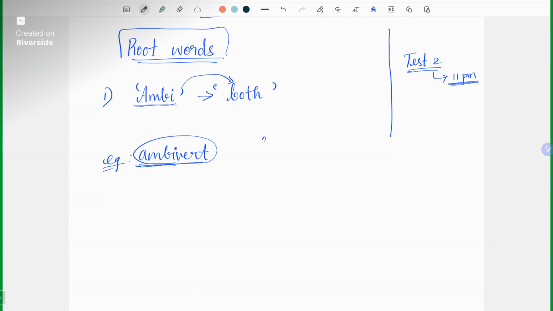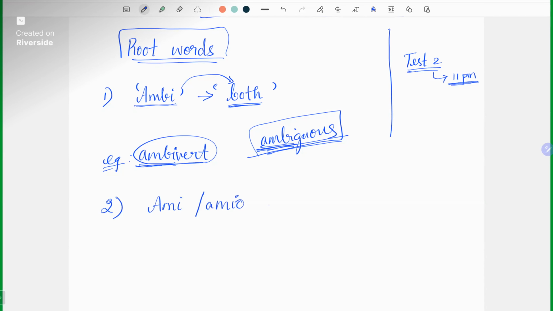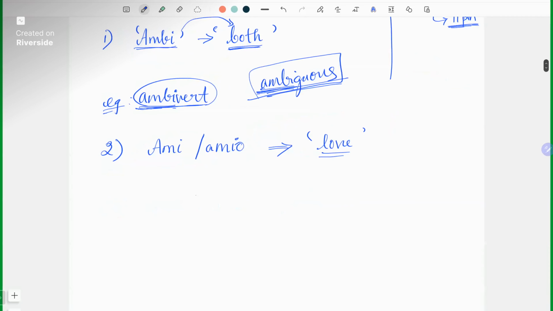Even a word like ambiguous. What is ambiguous? Ambiguous means something which is not clear, something which contradicts, something which can be interpreted in more than one way. That is ambiguous. Then the word ami, even amio, which means love. An amicable situation. The situation is amicable now.